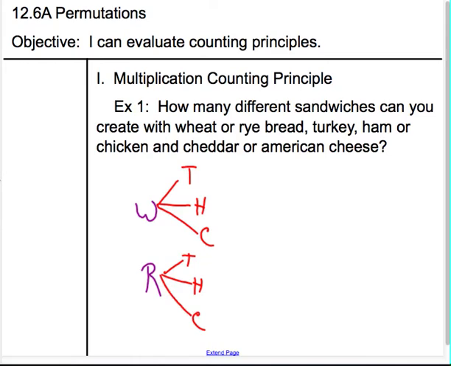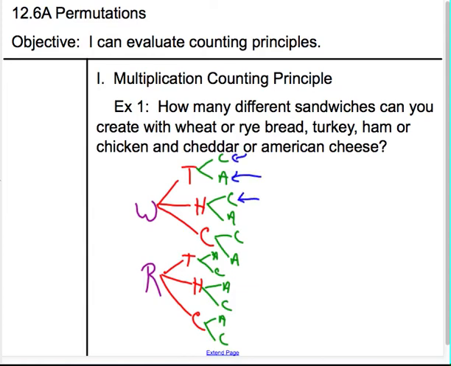And then lastly, we have 2 different kinds of cheese, cheddar or American. So I can choose wheat bread and turkey and then cheddar cheese or American. I have that option with each of the different meats as well. Once we finish our tree diagram, the options are all shown on the end here with the cheese. So we can count 1, 2, 3, 4, 5, 6, 7, 8, 9, 10, 11, 12 different options.